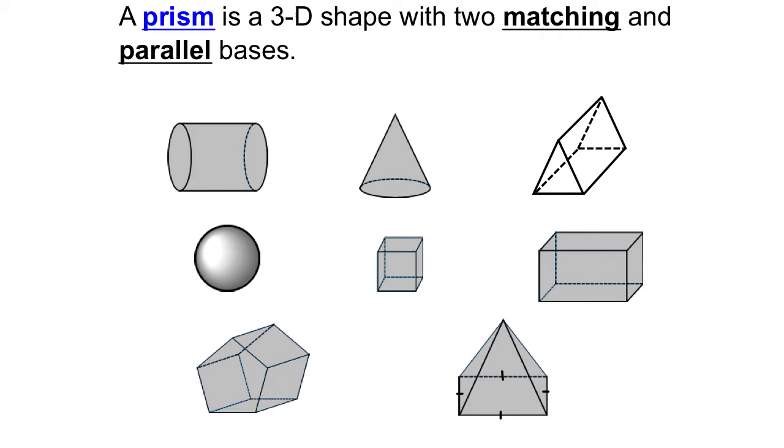First, we'll start with a definition of what a prism is. A prism is a 3D shape with two matching and parallel bases. So if you look at all of these shapes that I have on the screen, try to identify which of these are prisms and which are not prisms. Pause the video and try it on your own, and then check back in to see how you did.